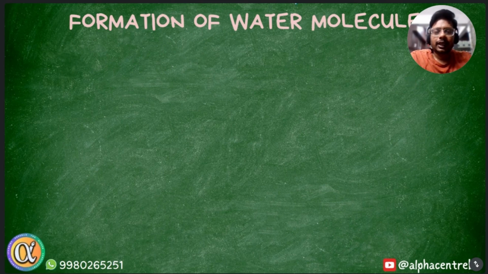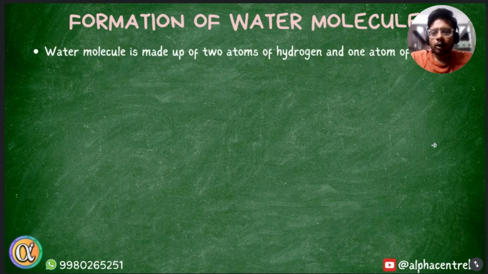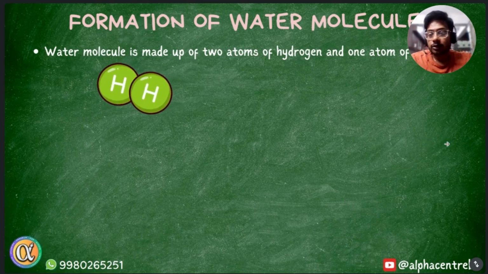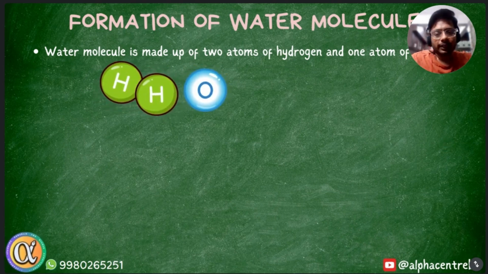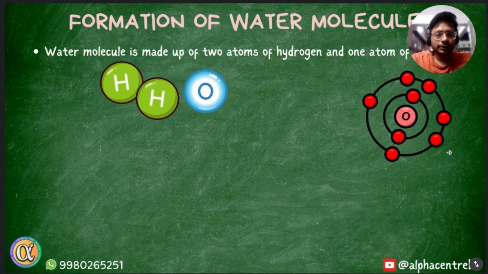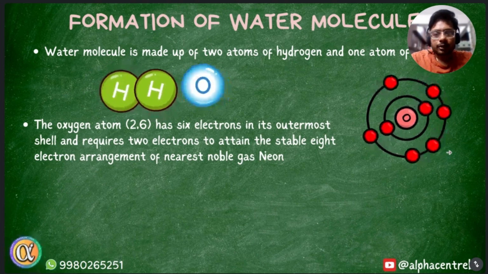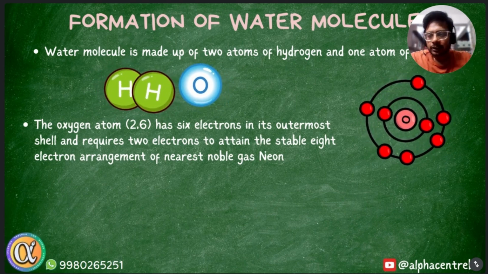H2O. It is formed by two hydrogen and one oxygen. A water molecule is made up of two atoms of hydrogen and one atom of oxygen. Okay, so two hydrogen and one oxygen combine to form a water molecule. Okay, let's do the breakup of the structure.